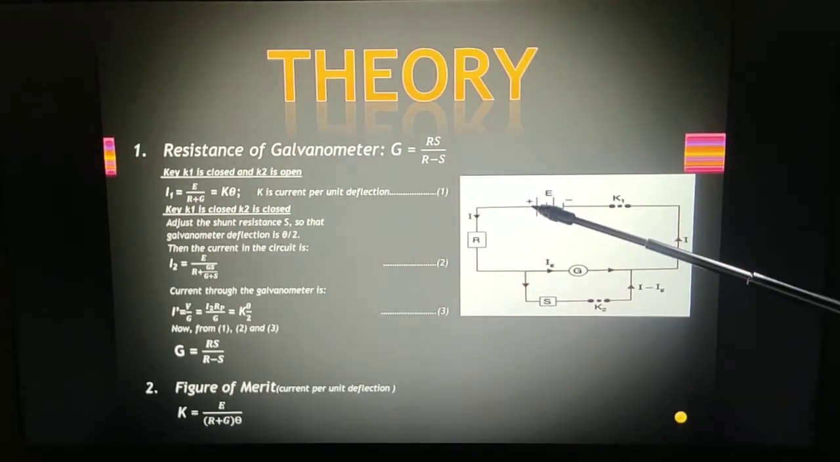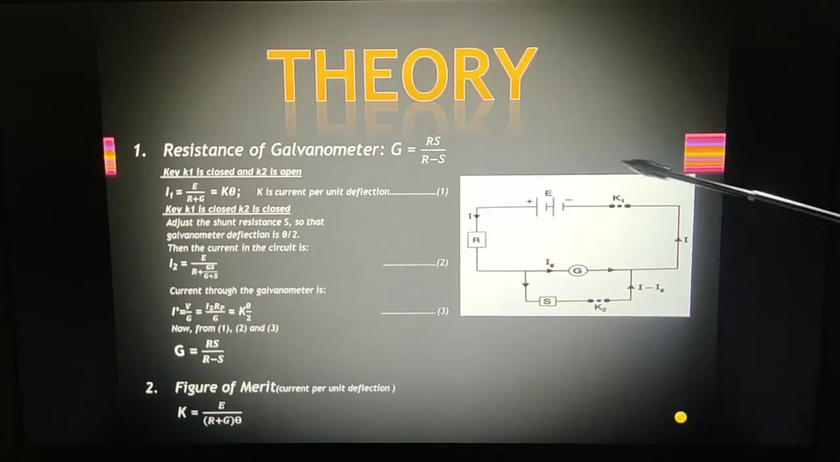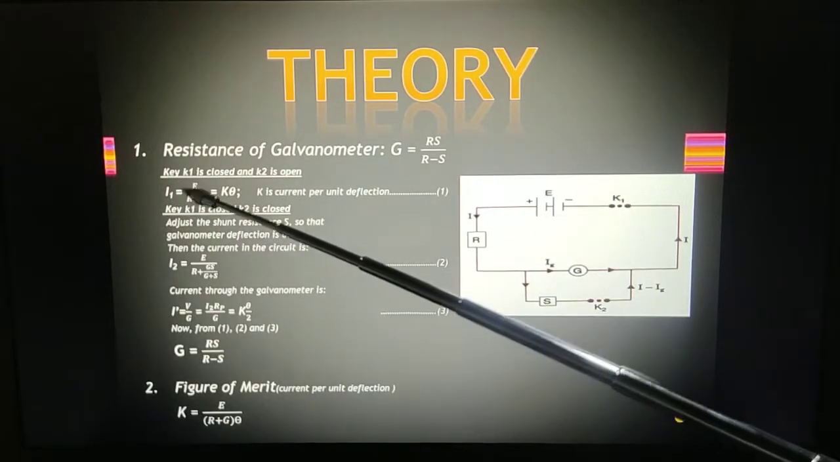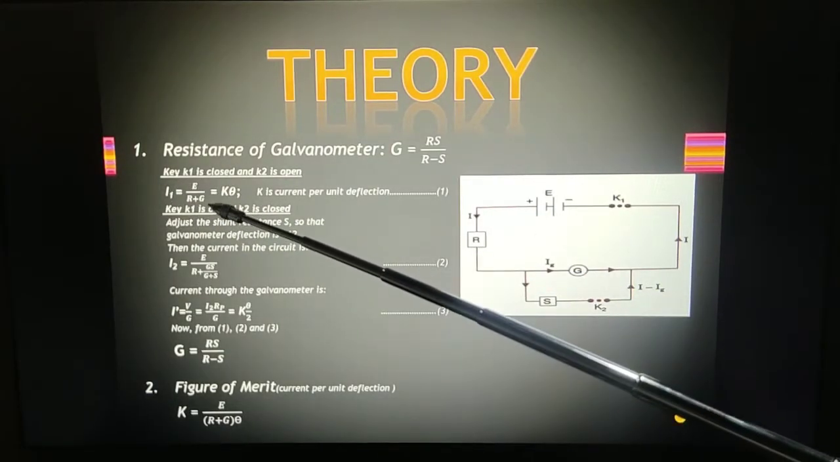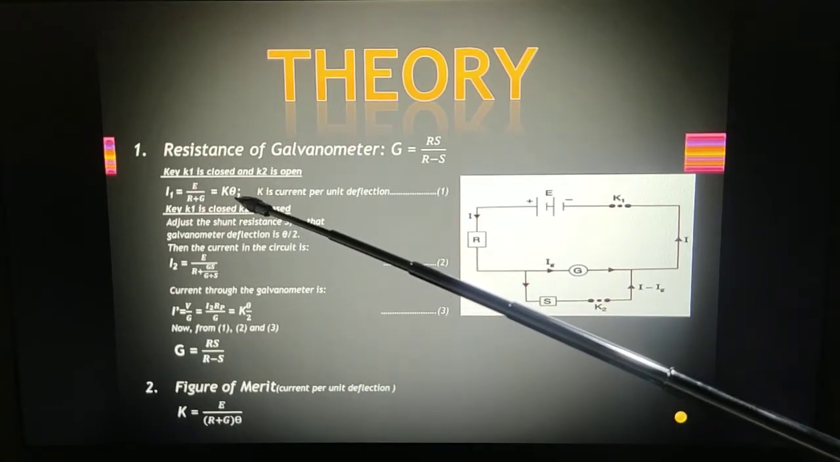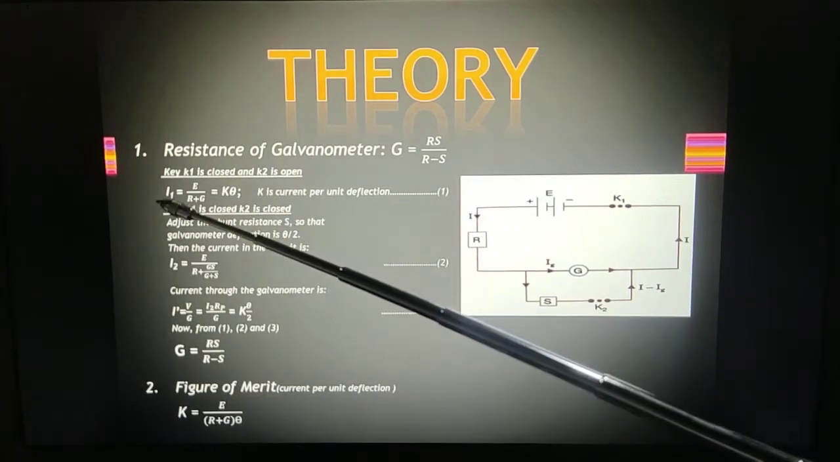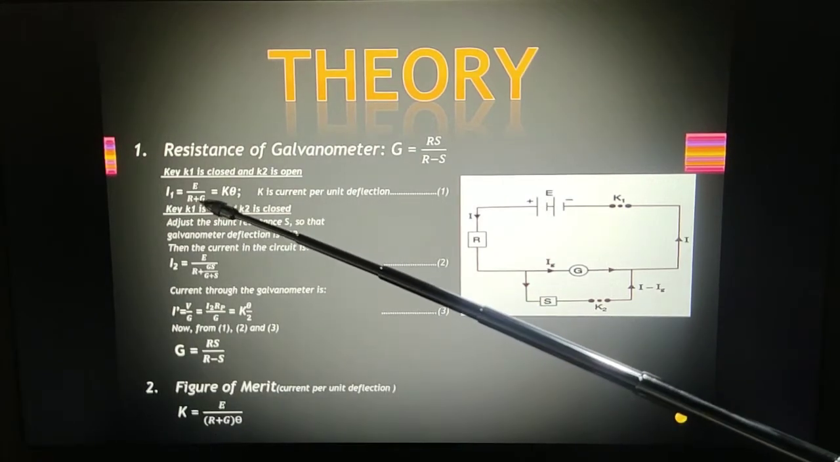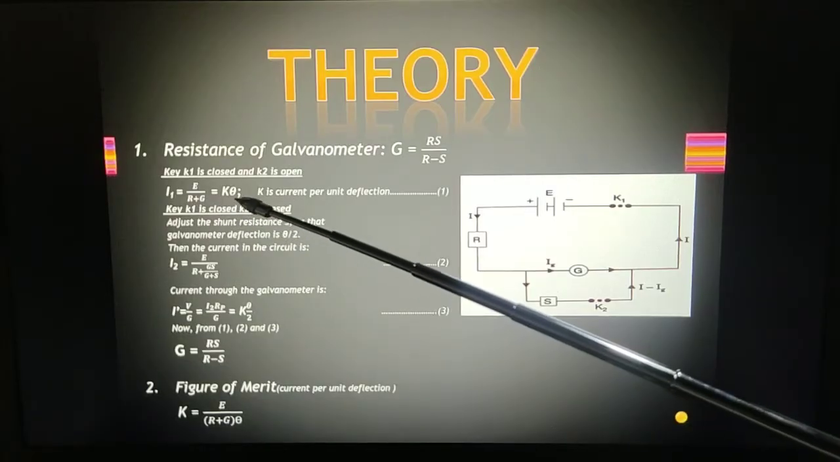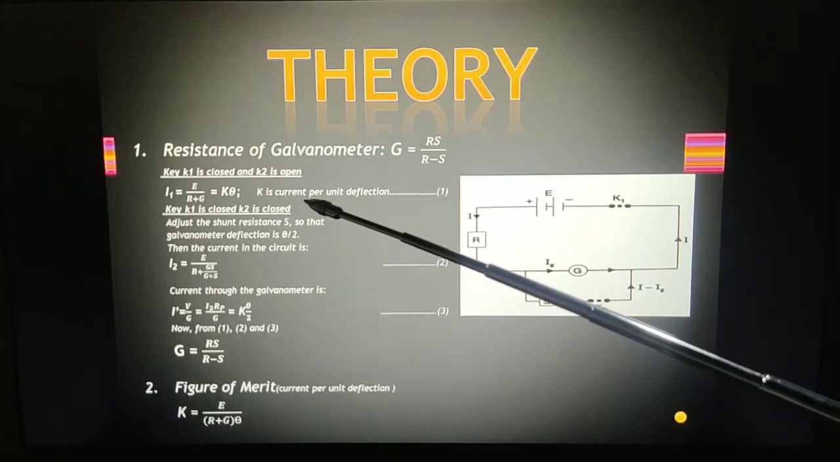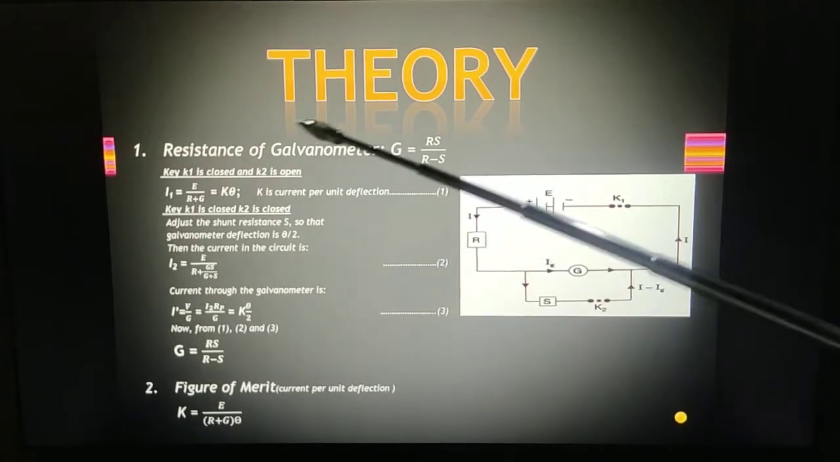The main current in this circuit will be I1 equal to E divided by R plus G, using simple Ohm's law, which is equal to K theta. This is based on the principle of working of the galvanometer, where current through the galvanometer is directly proportional to the deflection in the galvanometer, and K is the current per unit deflection.